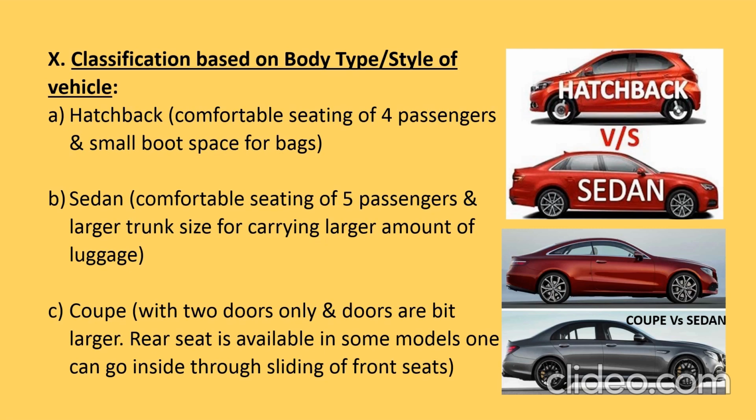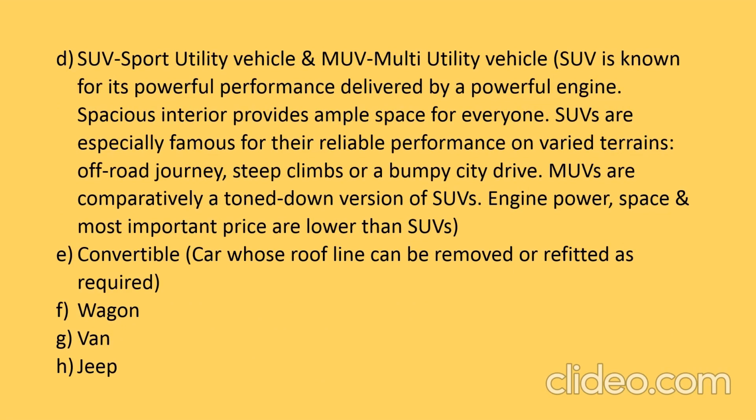Then next is SUV, or sports utility vehicle, and MUV, that is multi-utility vehicle. SUV is known for its powerful performance delivered by a powerful engine. The spacious interior provides ample space for everyone. SUVs are especially famous for their reliable performance on varied terrains, off-road journeys, steep climbs, or a bumpy city drive. MUVs are comparatively a toned-down version of SUVs. The engine power, space, and most importantly, the price are lower than SUVs.